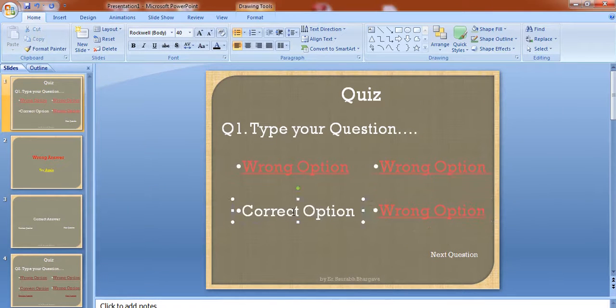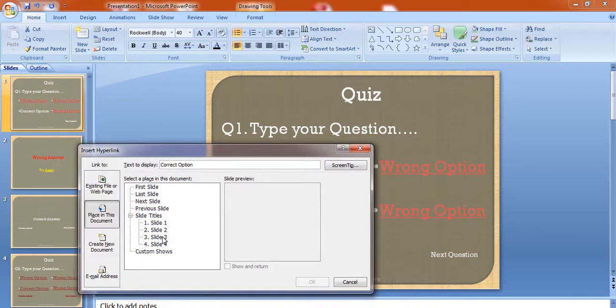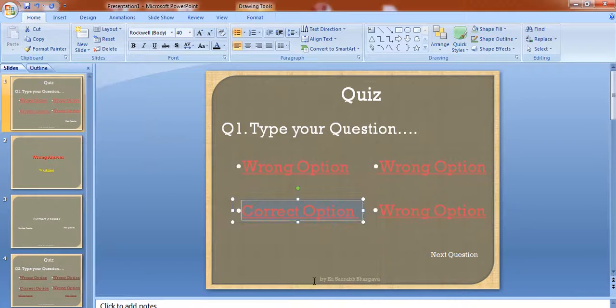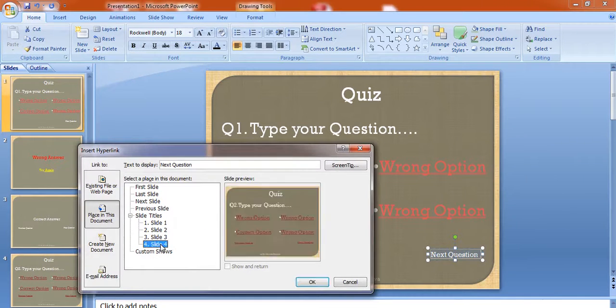If we click on correct option, then we have to select the slide on which correct answer is written. And on next question, we select the slide on which the next question is written.